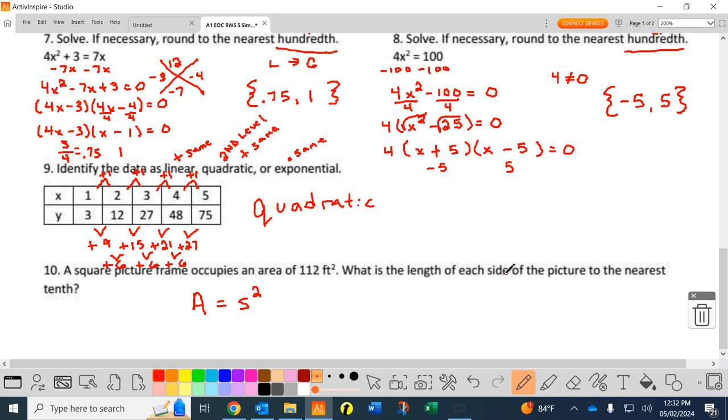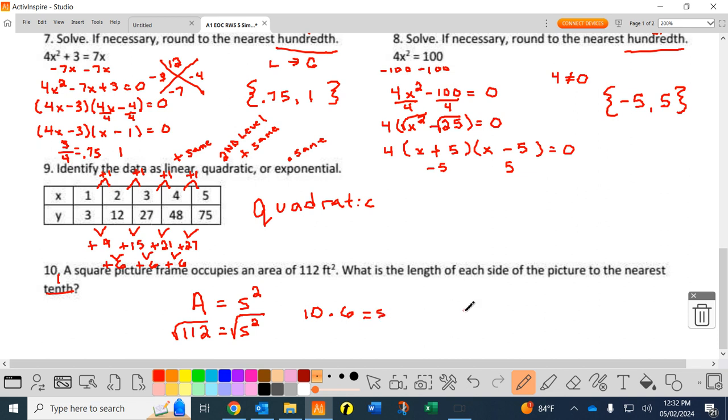Tenth is 1 decimal place. So we're going to replace that area right there with the 112 equals side squared. To undo a square, you are going to take the square root of that number. And when you take the square root of 112 and round it to 1 decimal place, that gives you 10.6 equals S.